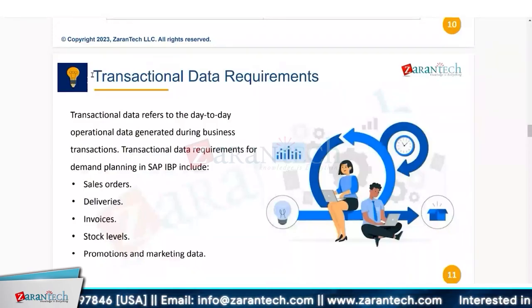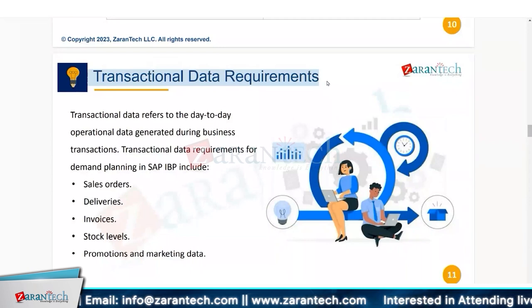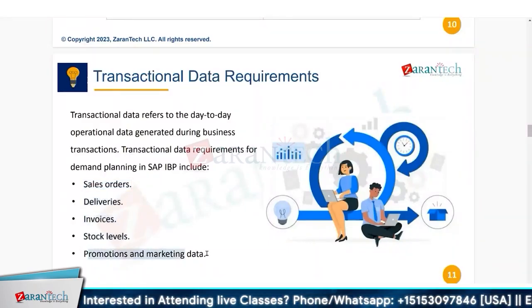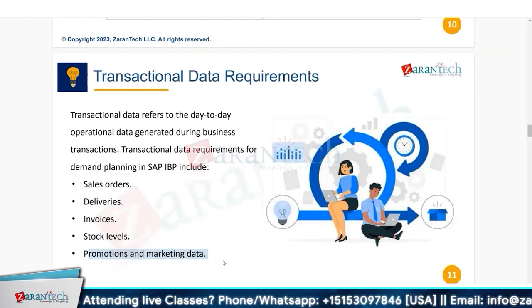Similarly, transactional data is something that we do on a daily basis or at frequent intervals. For example, sales orders: as and when you receive a sales order from the customer, you enter the sales order in the system. This is called transactional data. Deliveries, invoicing, stock levels, promotion, marketing data. These are all transactional data, which is updated in the system every day as part of a transaction.